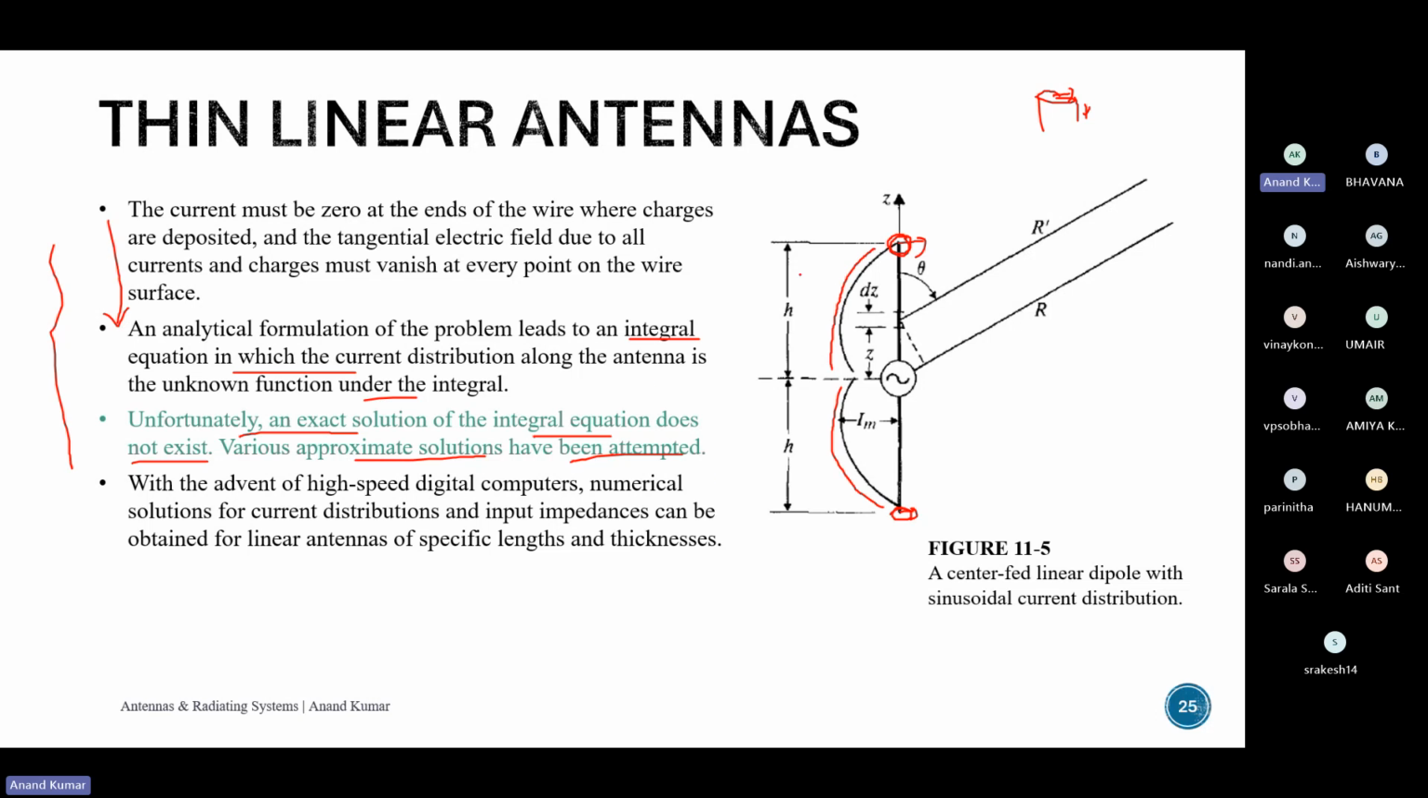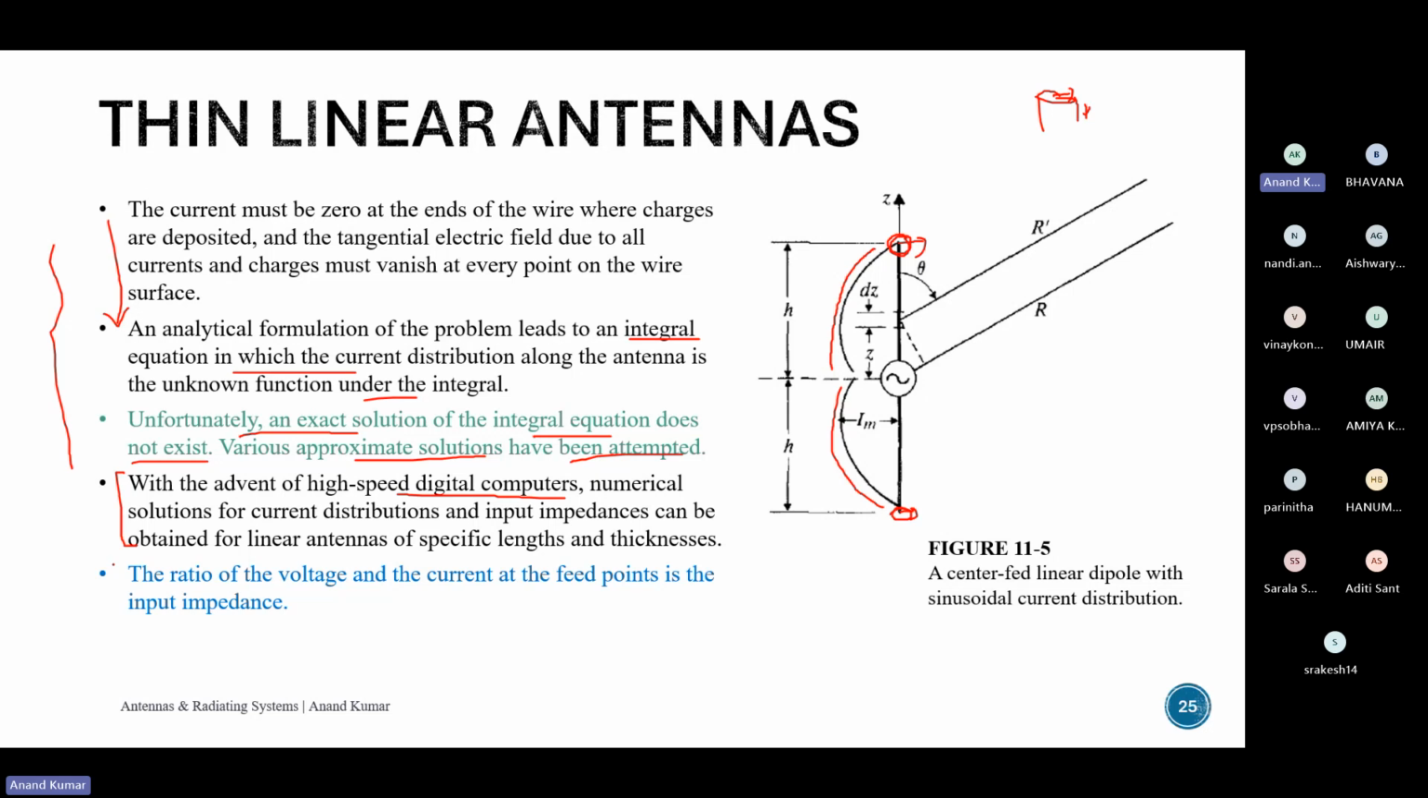And this is being said whether we have found the exact current distribution or an approximate current distribution. So to simplify our lives, we will assume a simple current distribution, and we'll get some results, and those will be good enough for our work. This is an advantage written over here: with the high-speed digital computers that we have right now, the approximate solutions have become much easier to solve. We have numerical methods to evaluate those integrals.